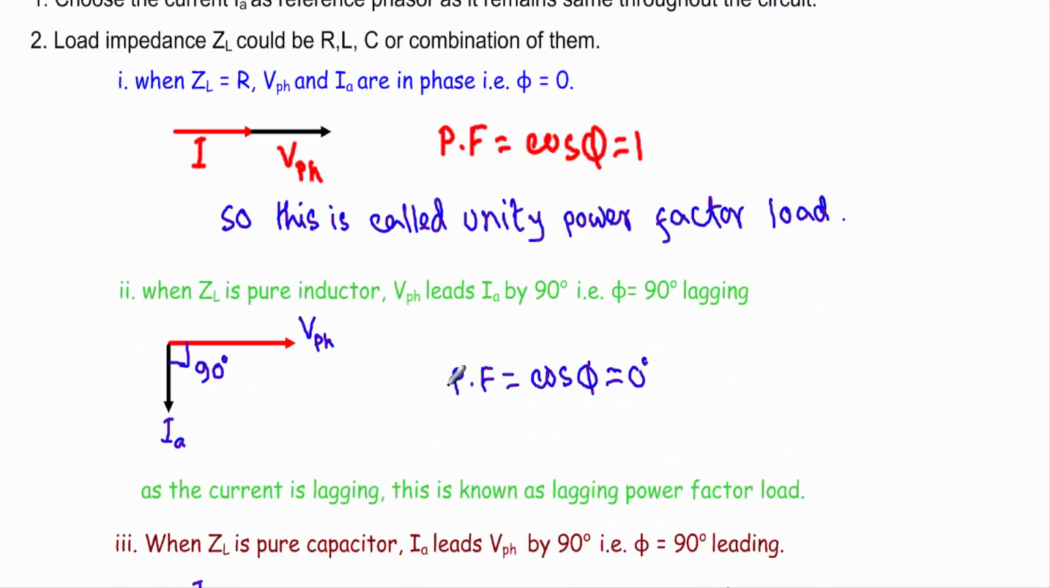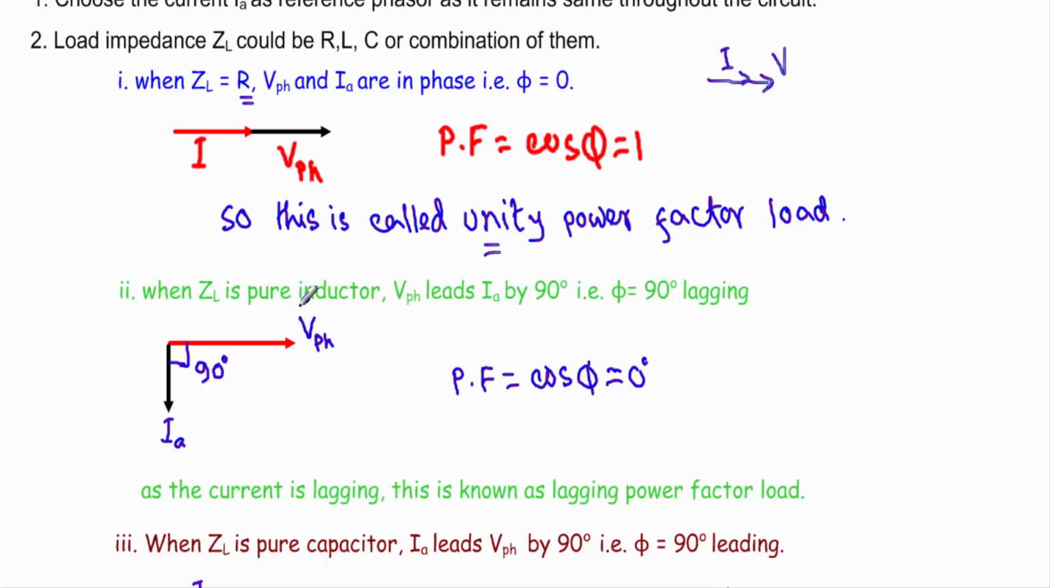Now see, there could be 4 or 5 cases. If I use the resistor as our load impedance, we will get IA and VPH in the same direction. You know this relation. If we take the phasor in a resistor, the voltage drop in it and the current through it go in the same direction. Therefore the angle between them will be 0, and our power factor cos phi will be equal to 1. Therefore, as the power factor is 1, this type of load is known as unity power factor load.